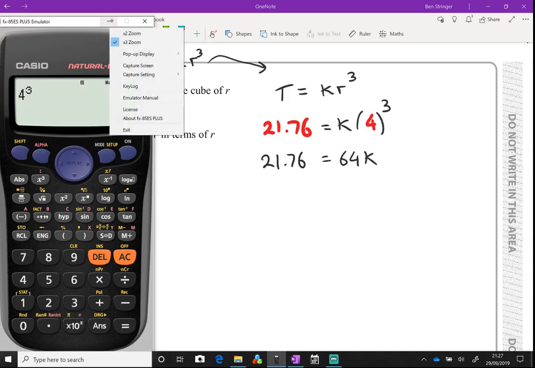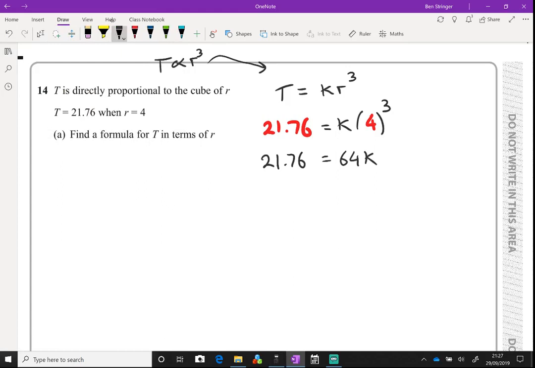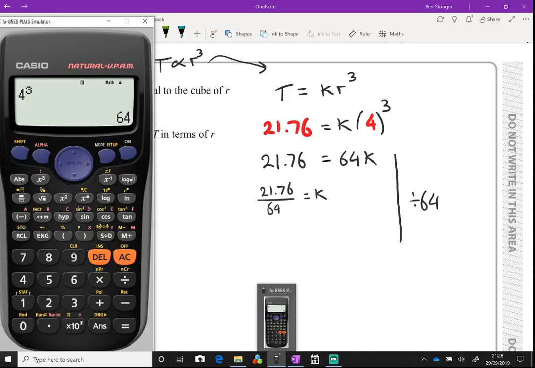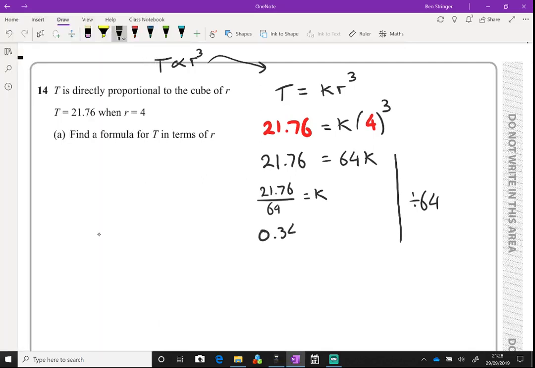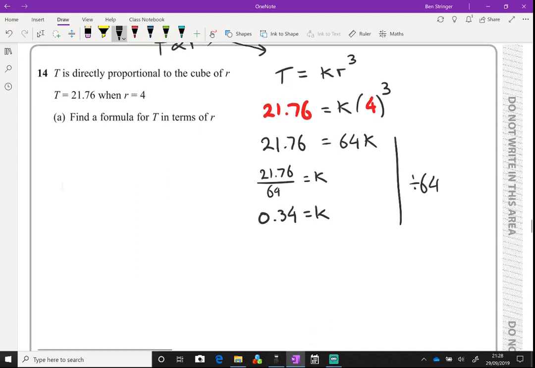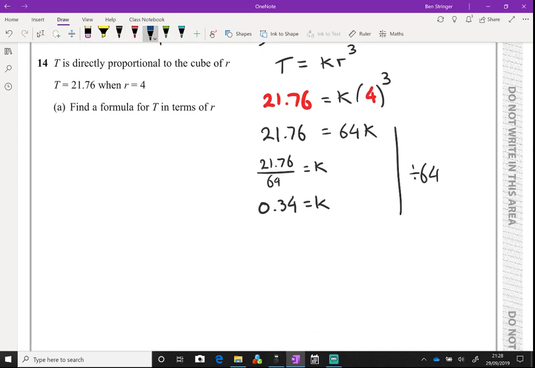64. Let's just find what K is. Divide both sides by 64. 21.76 divided by 64 is what K is. Again, we could work this out, see if it's a nice decimal. If it is, we'll write it out. If not, I'll leave it as a fraction. Is it a nasty decimal? Oh, it's 0.34. That's not too bad. It's not recurring, it's not irrational. I like it. So that'll be our first few marks for finding that constant K.